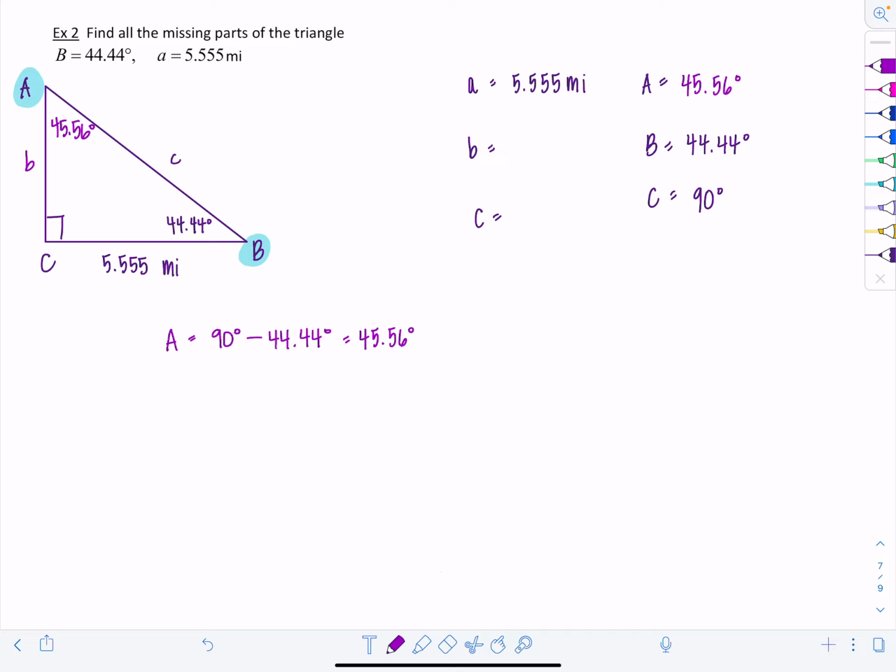But in certain problems later on, you might round to find some missing parts of a triangle, so it's better not to use that to compute more values or to find other sides and angles. So I like to just always use what's given. So I'm going to use 44.44 degrees, and let's go ahead and try to find side B, okay?